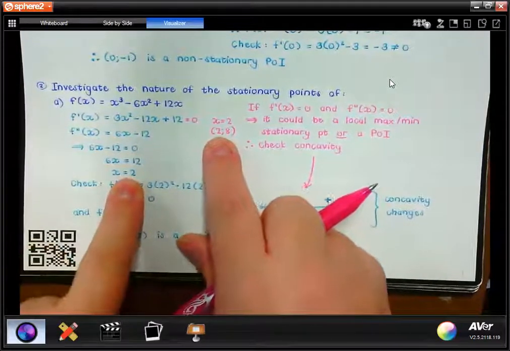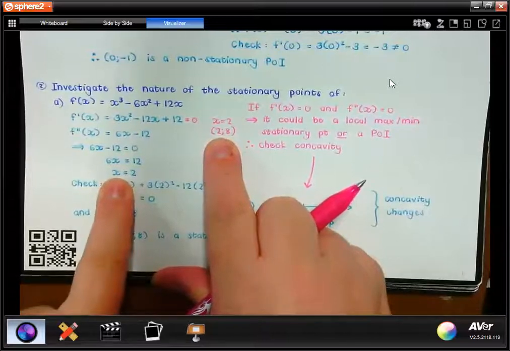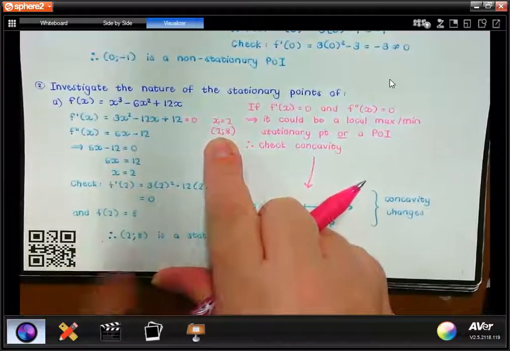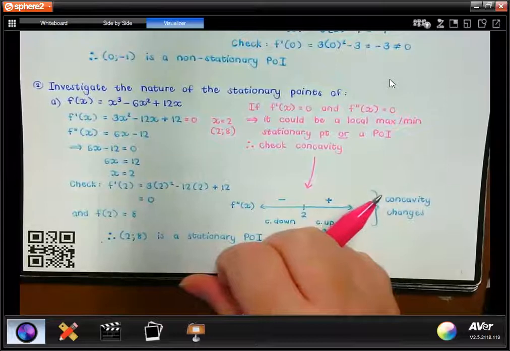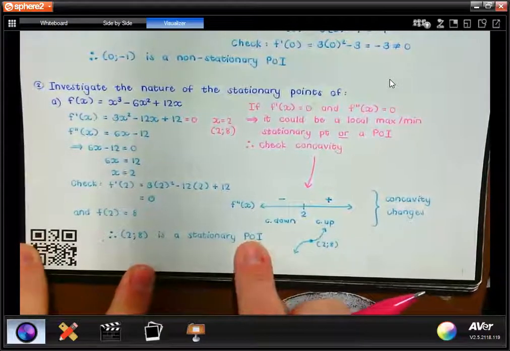So now, guys, we are finding a stationary point of inflection. Does that make sense? Okay, if you're getting a point where it's your turning point and it is your point of inflection, then obviously it is a stationary point of inflection.